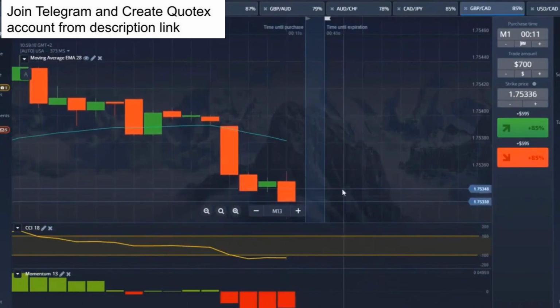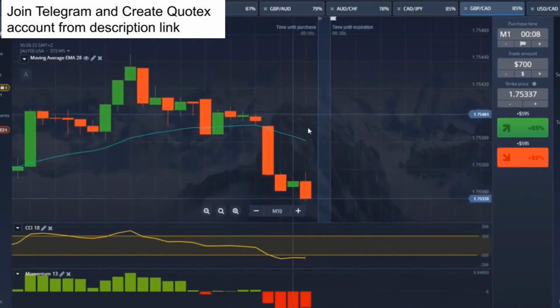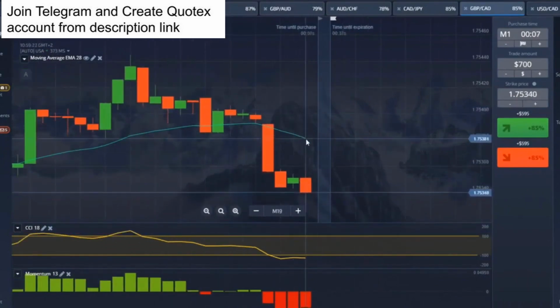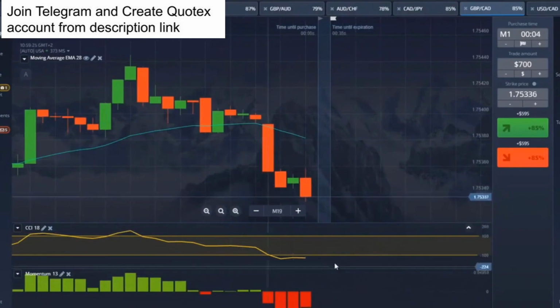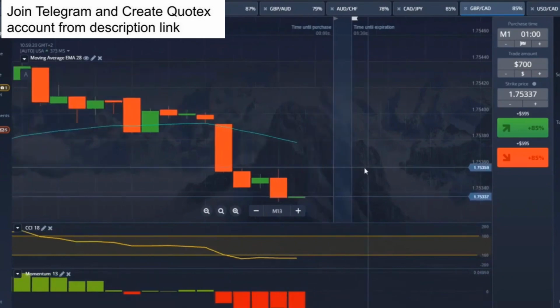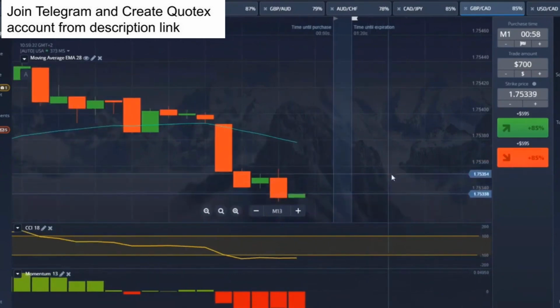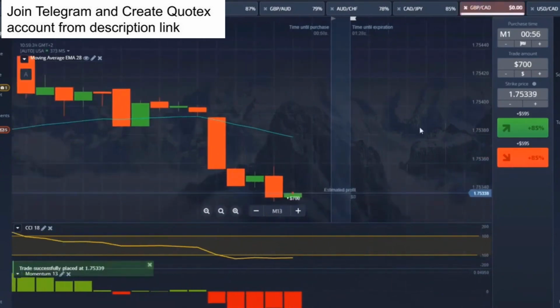Alright, as you can see our moving average is very strong above the candle. We are having our CCI below. We are getting our signal here on the momentum. I am going to take a trade on this for 1 minute.